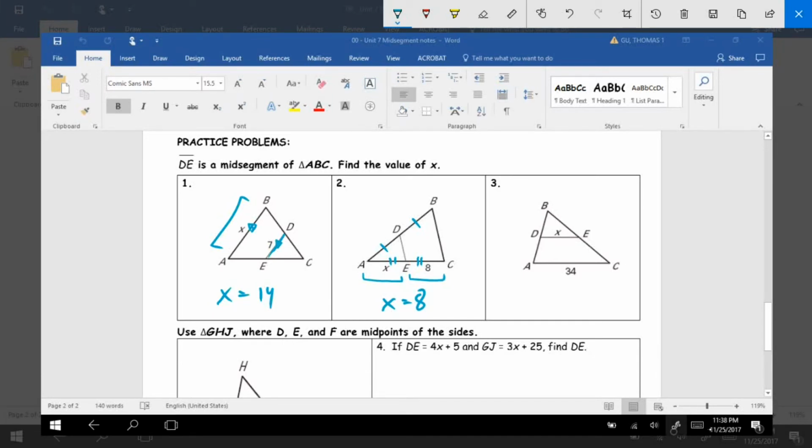And the last one over here. All right, check it out. DE is the midsegment of triangle ABC. Okay, so DE is going to be what in relation to AC? DE is half of AC. If AC is 34 and DE is half of that, then what is X, the measurement of DE? It's going to be 14.